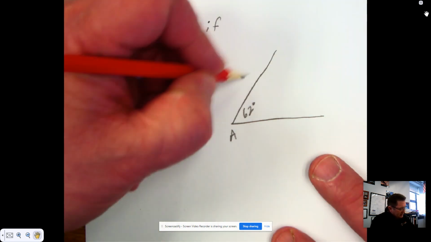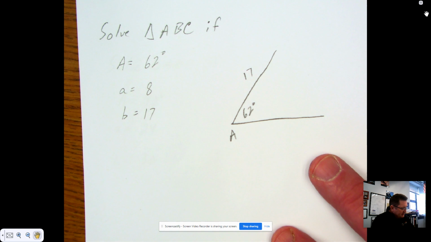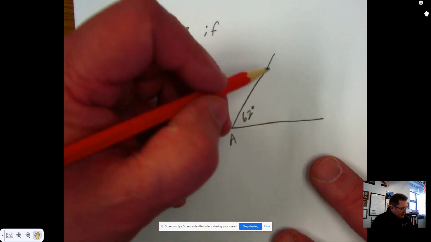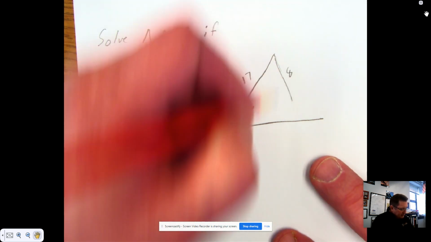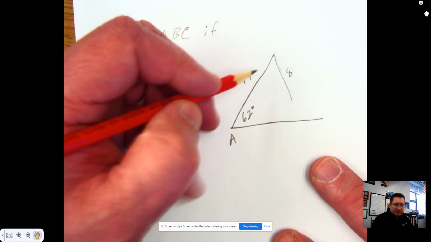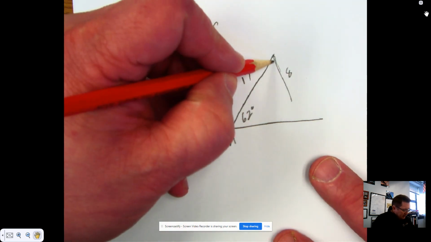And let's say this is 17, and then it says A is 8, okay? And so 8 seems pretty small compared to 17, and so it's probably not big enough to make a whole triangle, and it's not.